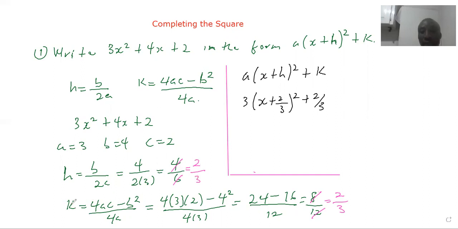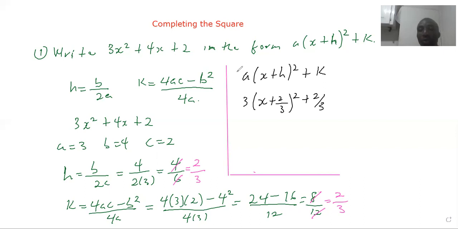And now you're going to find your k value. k is 4ac minus b squared over 4a. So you say 4 times 3 times 2 minus 4 squared, over 4 times a, which is your 3. 4 times 3 is 12, times 2 gives me 24. 4 squared gives me 16, divided by 12, we get 8 over 12. 8 over 12, we break it down, we get 2 over 3.